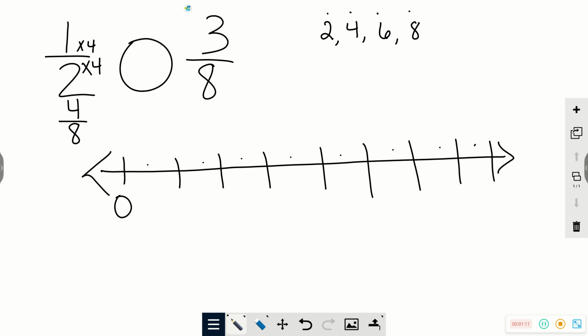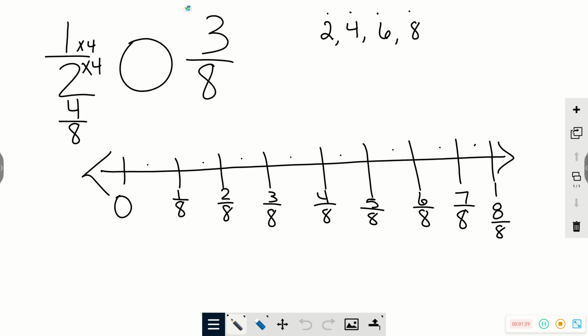So we already have 0 started here. I'm going to just go down 1/8, 2/8, 3/8, 4, 5, 6, 7, and 1, which is the same thing as 8/8. Now I can go ahead and plot 4/8, which is my first fraction, and 3/8.